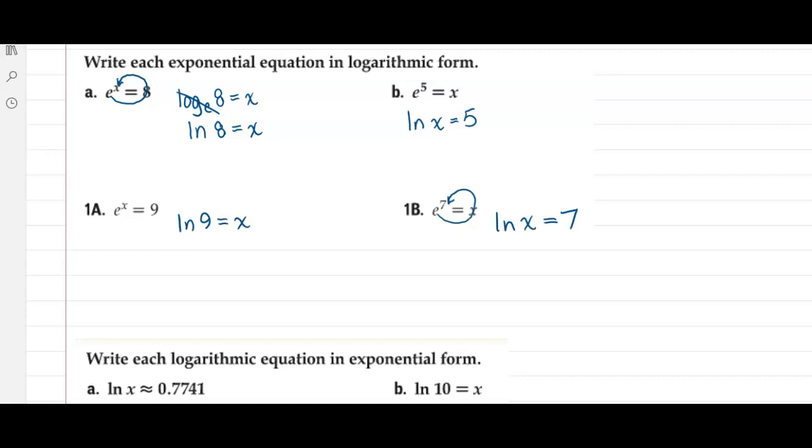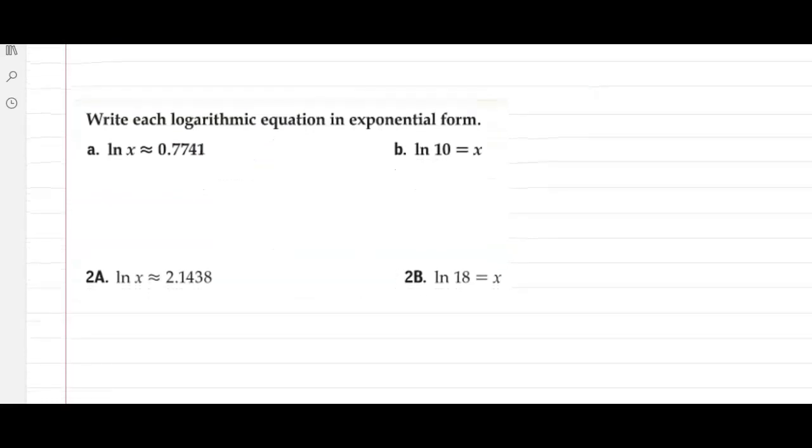The natural log of 9 equals x, and in 1b, the natural log of x equals 7. Let's go in reverse now. Now we're going to start with a logarithmic equation, and we are going to write it in exponential form.